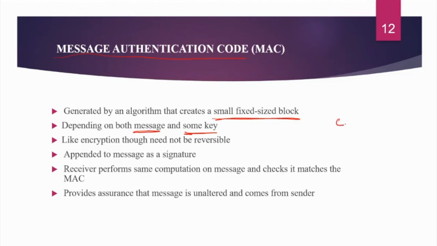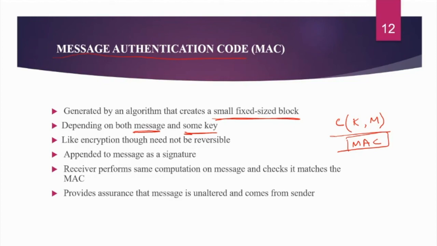Suppose C is the code which will generate MAC. We have to give the key as well as the message as an input, and it will give us the output, a code which is also known as MAC, message authentication code. Like encryption, though, it is not reversible. And if you need confidentiality, again, you have to do encryption.